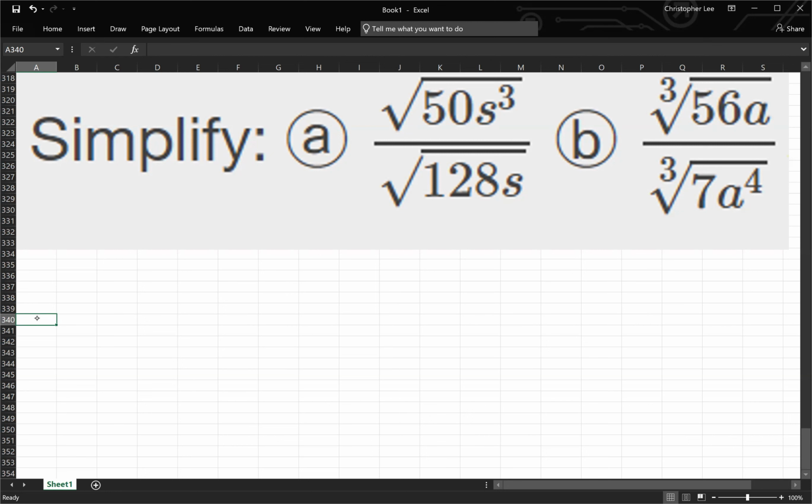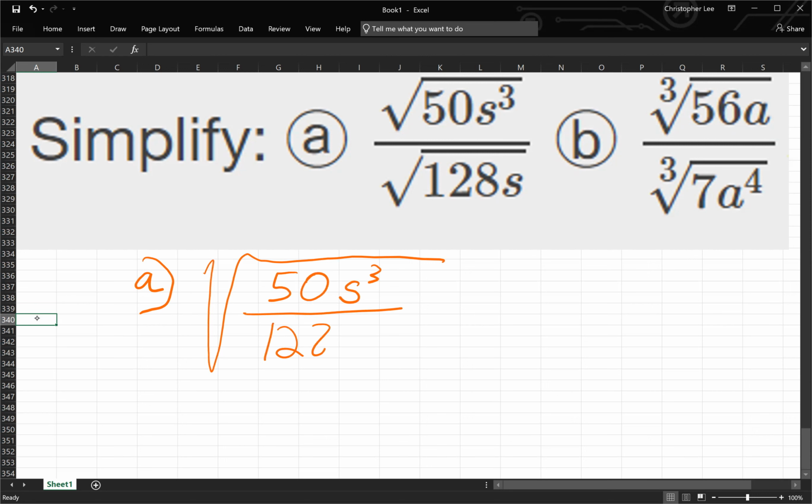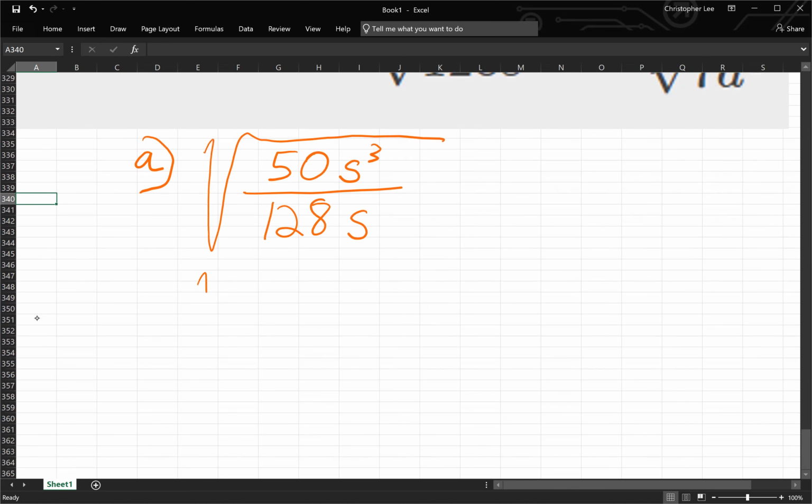All right, let's look at A real quick. You stuck? Well, let's see. The first thing I want to do is write this under a big square root. So I have 50 s cubed over 128 s, right? So let's break this down. You want to break it down by 2? All right. That's what I would do too.